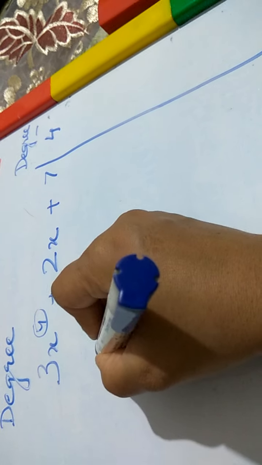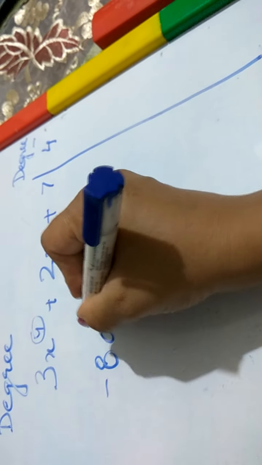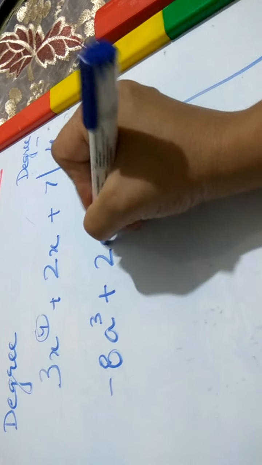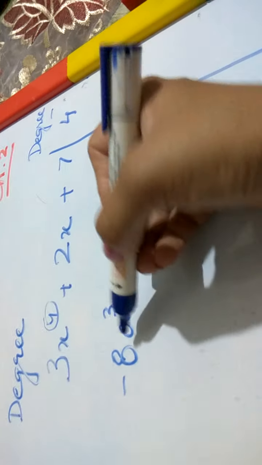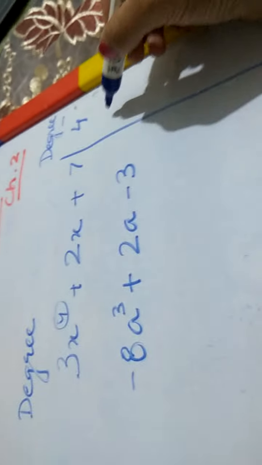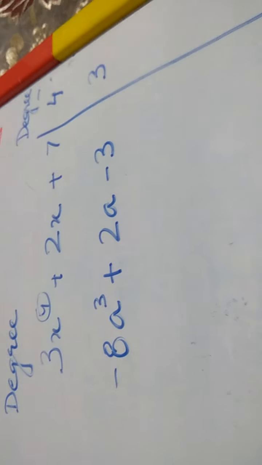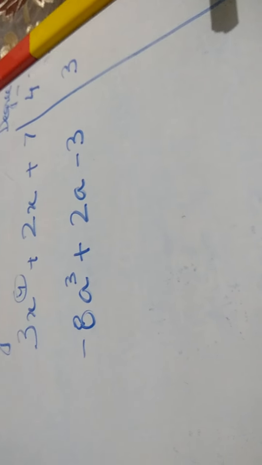4 in this case. Now suppose I have a polynomial minus 8a cube plus 2a minus 3. Then here the highest power of the variable a is 3, so degree will be 3. Thus we see that the highest power of the variable in the polynomial is called its degree.